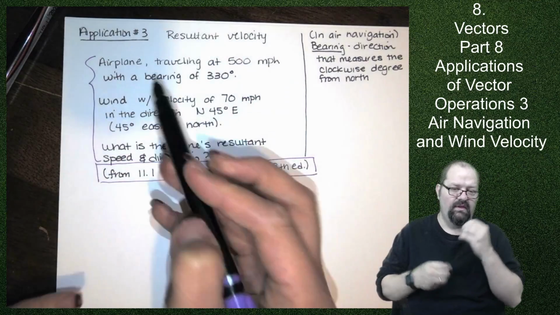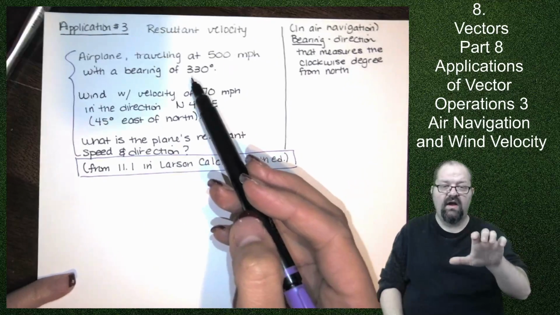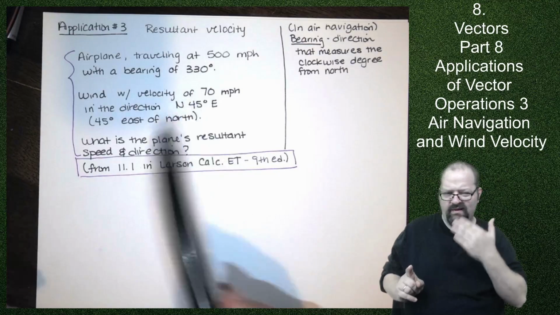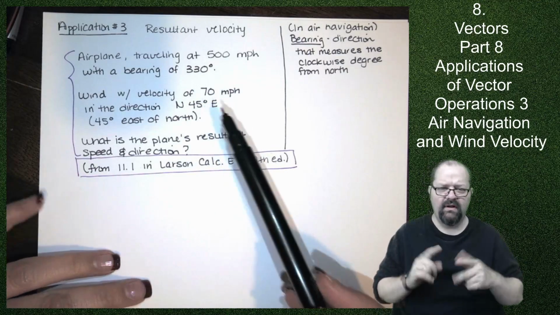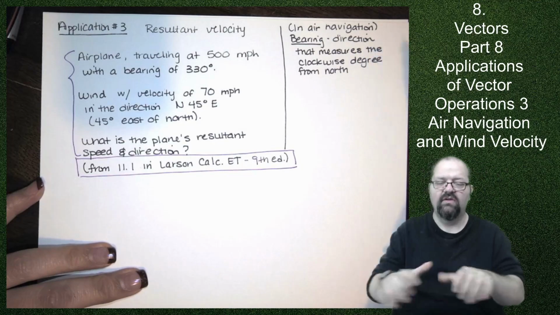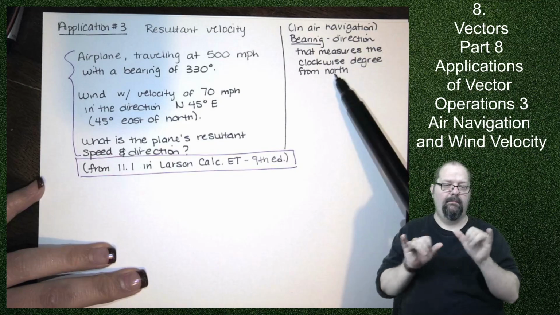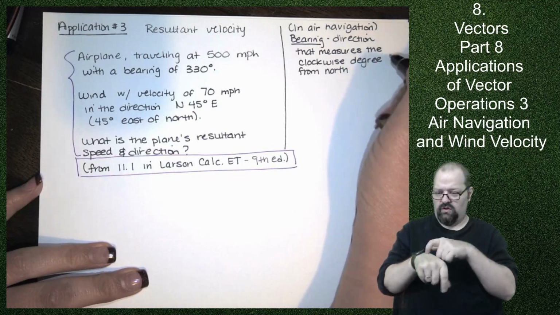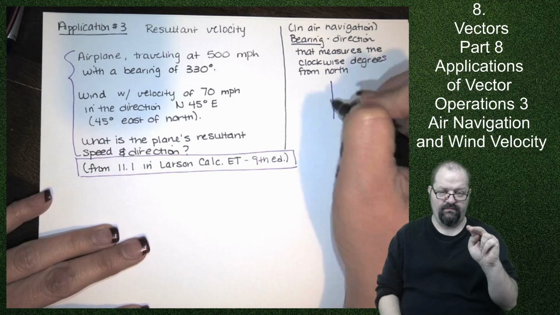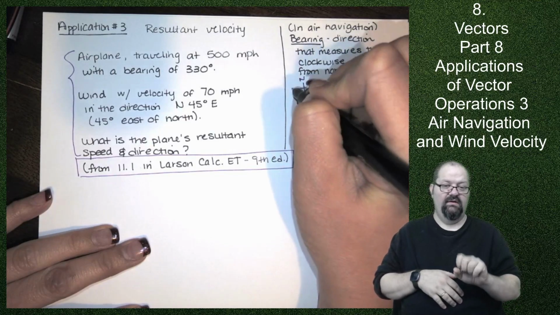So we're told that there is an airplane traveling at 500 miles per hour with a bearing of 330 degrees. Now, until I read this in the book, I didn't know exactly what bearing meant. I knew that it gave you some sense of direction, but I didn't know what it meant in this context. In air navigation, bearing is a direction. It's measuring the direction clockwise in degrees from north. So if this is, well, let's say this is north, south, east, and west.